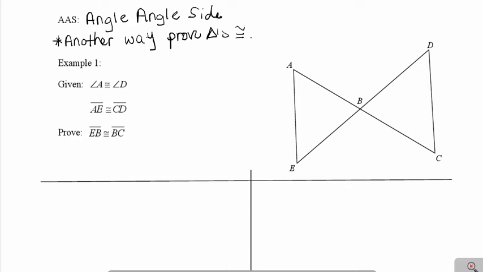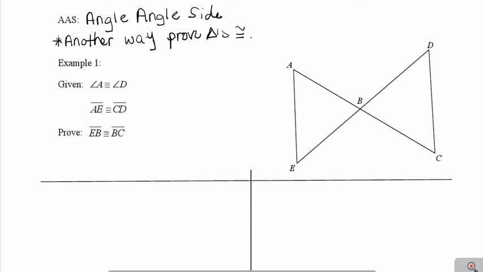Now just be careful that you don't confuse this with angle, side, angle. You would have to have two angles next to each other congruent and then the side right after that congruent. So look at your tick marks very carefully when determining whether it's angle, angle, side or angle, side, angle.